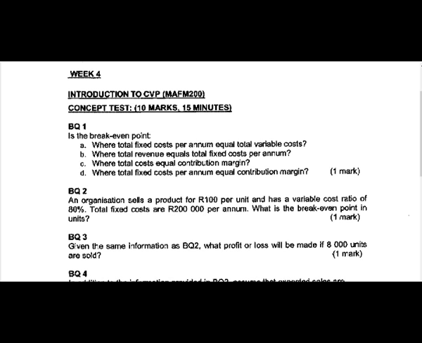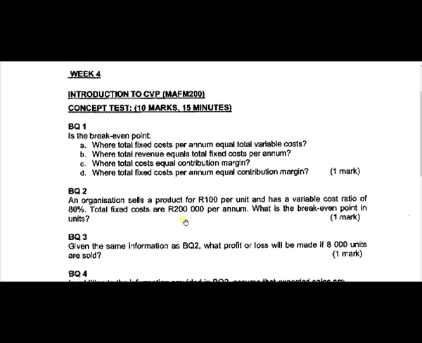Moving on to BQ2. In BQ2 we are required to calculate the break-even point in units. You just need to use the break-even point formula in units, which is fixed cost divided by contribution per unit. The fixed cost was given, which is 200,000, but the contribution per unit you had to calculate.